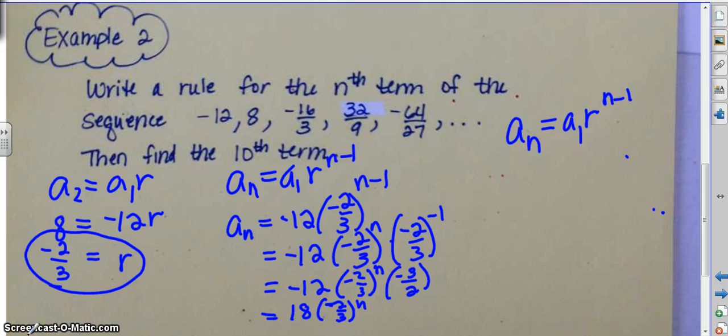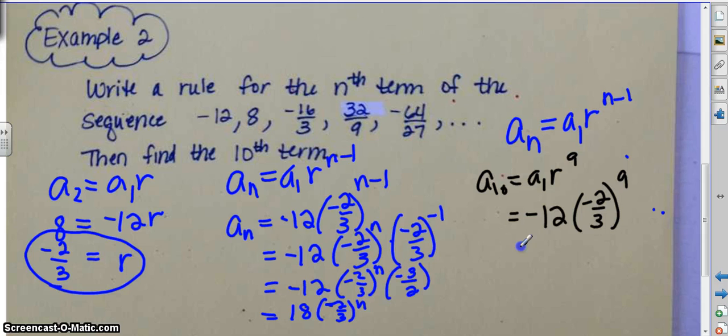Now I need to find the 10th term. So a sub 10 would be equal to a sub 1 times r to the 9th power. So a sub 1 is negative 12 times my ratio is negative 2/3, and I'm going to raise that to the 9th power.